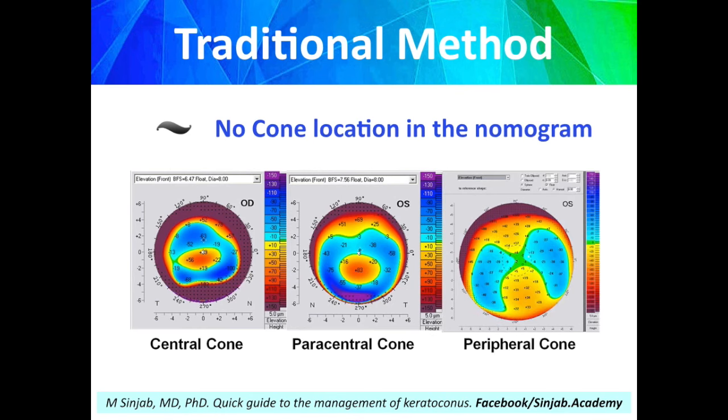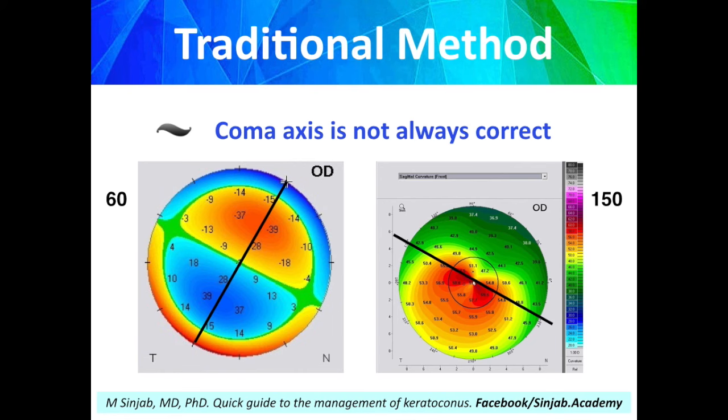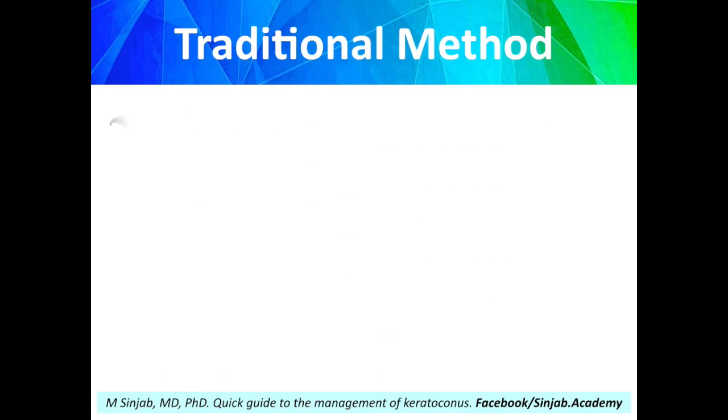Second, cone location is not considered also in the nomogram calculations. And logically, when we have keratoconus with central cone, it will respond very differently from another one having peripheral cone or paracentral cone. So each cone location has its own response. So I have to consider cone location in my calculations also. Third, comma axis is not always accurate, as in this example. You see here, the comma axis is right perpendicular to the clinical axis and topographical axis. So I cannot depend on comma axis.